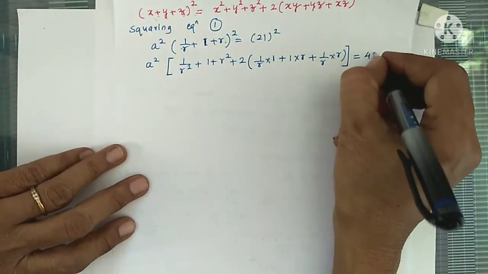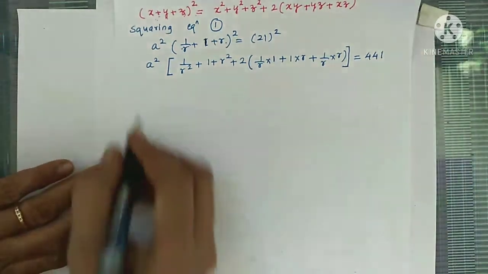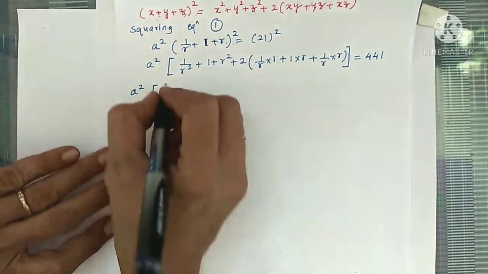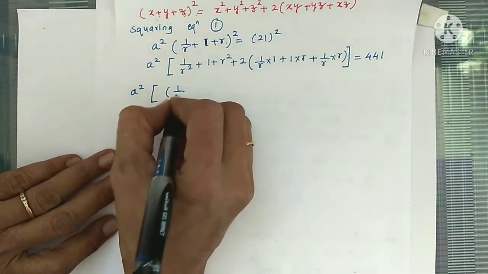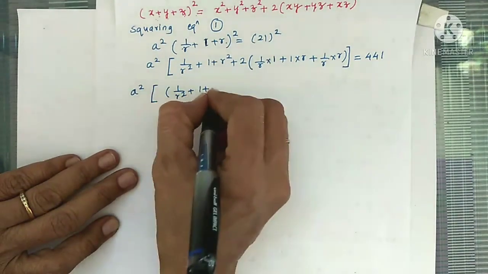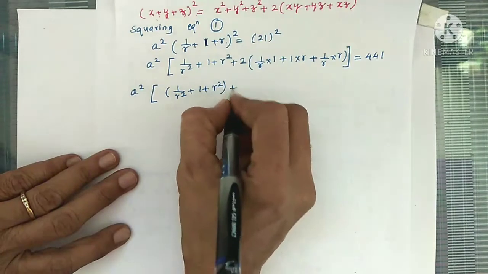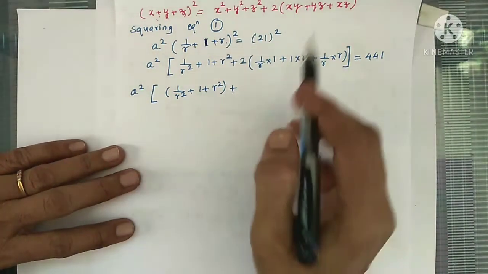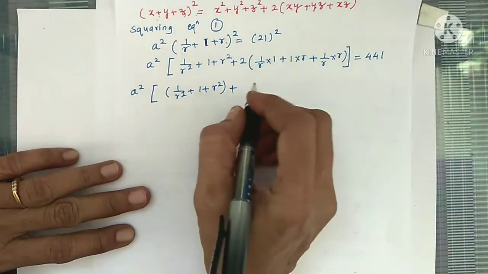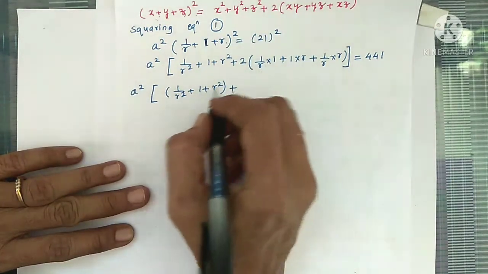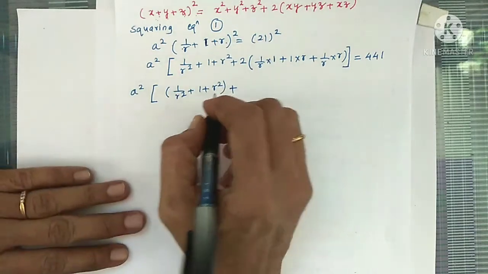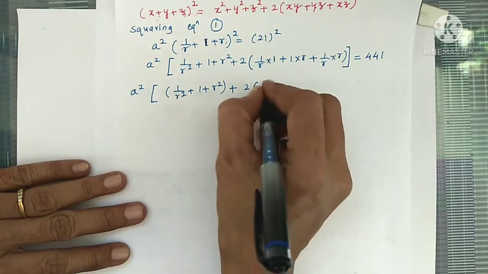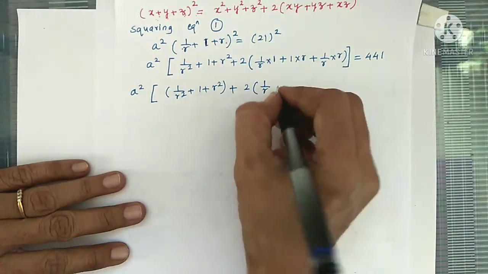Now 21 square is 441. Now this is A square. Let's simplify this. So 1 by R square plus 1 plus R square. See, I have put a bracket for this because these 3 terms appear in the second equation. So to use the second equation, let's put a bracket for these first 3 terms. So 2 multiplied by 1 by R into 1 is 1 by R.